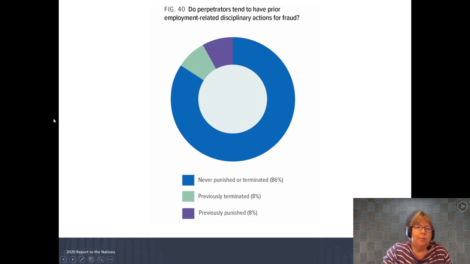What about other discipline? So 86% were never punished or never terminated. 8% were previously punished and 8% were previously terminated.